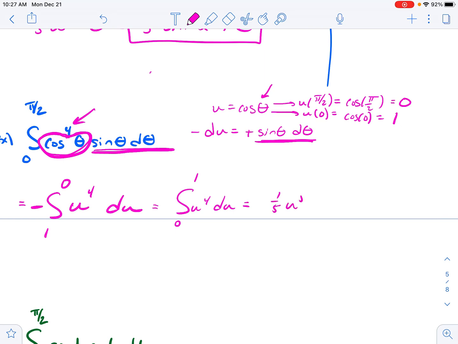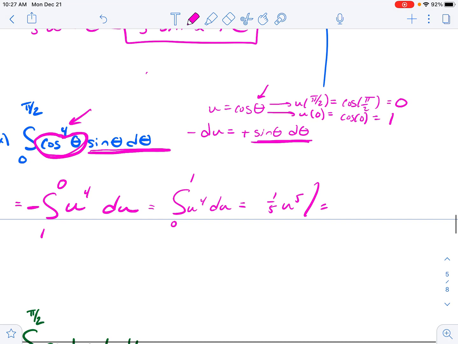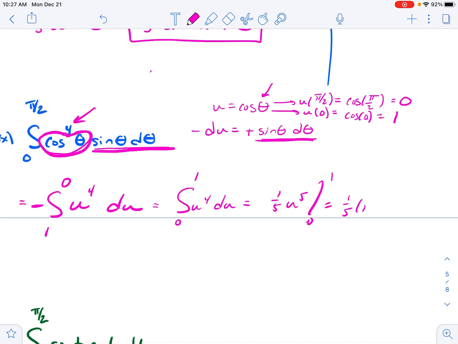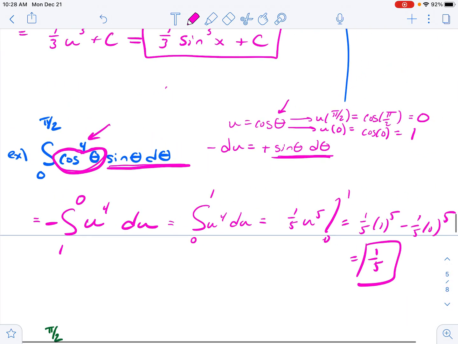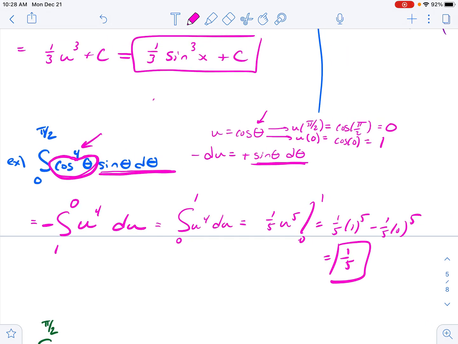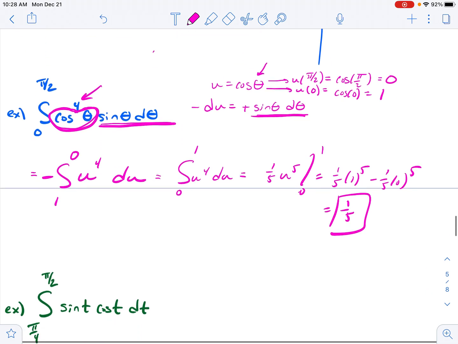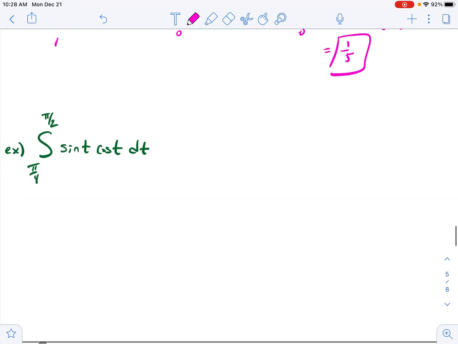Okay, and so now I'm going to get 1/5 u to the 5th, no plus c because it's bounded. And so we get, let's see, 1/5 of 1 to the 5th minus 1/5 of 0 to the 5th, which should just equal 1/5 at the end of the day. All right, so if you graph this on your calculator from 0 to pi over 2, probably not going to see too big of a region above the x-axis, but it would be an area of 1/5 if you did. Okay?